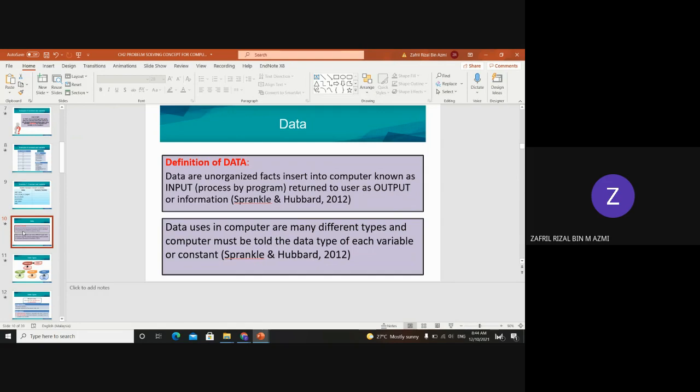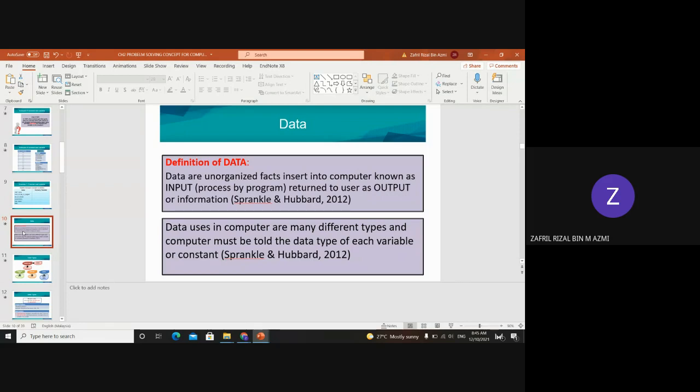So first you need to know what type of data you should supply to your program. So you need to declare your variable first. Variable declaration. First you need to differentiate between constant and variable. The next step is you need to be able to declare your variable.